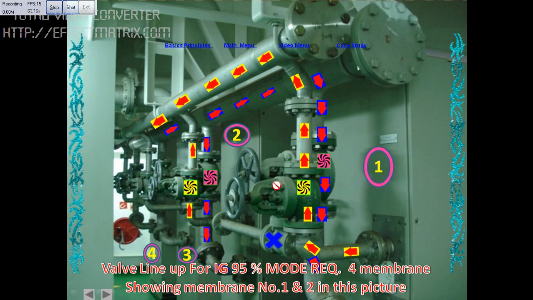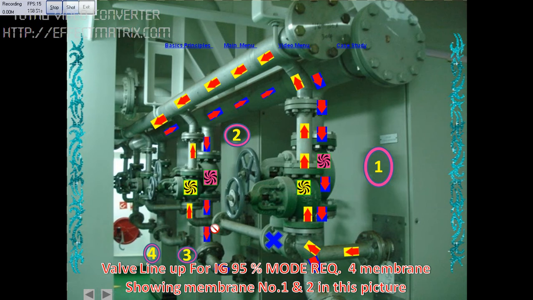So we have inlet valve 1, outlet, and there's a crossover valve here. This crossover valve is shut, and we require to open it when you want to give IG mode 99%. So the air which goes to one membrane will go to the other membrane, so the oxygen level will be less. So we get 99% pure nitrogen.